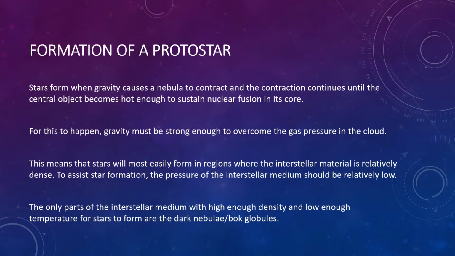So the only parts of the interstellar medium with high enough density and low enough temperature for stars to form are the dark nebulas, or Bok globules. So you need a low temperature, so there's not a lot of pressure because of things bumping into each other and moving around, but you also need it to be dense, so you have a lot of material packed into one region so gravity can assist formation. So we only see that in the dark nebulas and Bok globules.